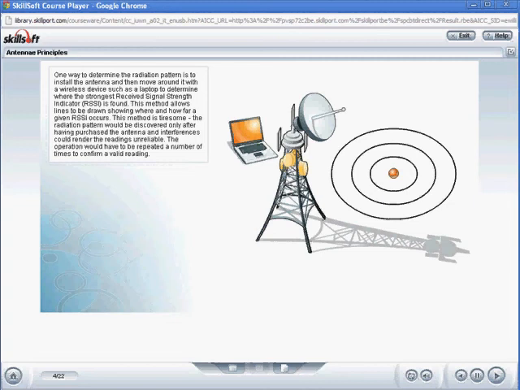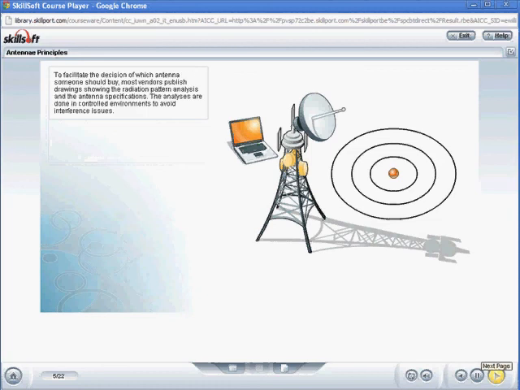This method is tiresome. The radiation pattern would be discovered only after having purchased the antenna, and interferences could render the readings unreliable. The operation would have to be repeated a number of times to confirm a valid reading. To facilitate the decision of which antenna someone should buy, most vendors publish drawings showing the radiation pattern analysis and the antenna specifications. The analyses are done in controlled environments to avoid interference issues.